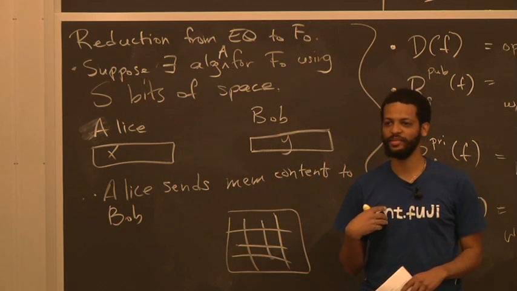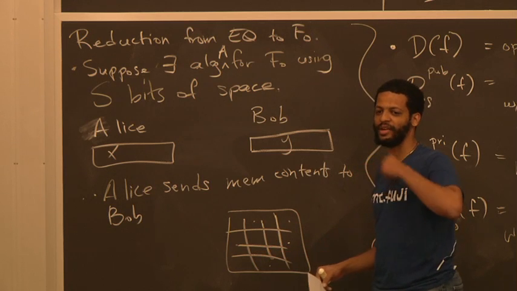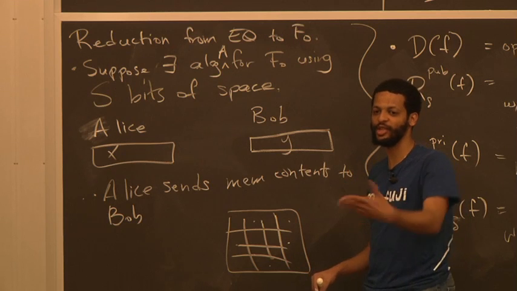I had half the stream. After half the stream, some of these counters have numbers in them. Now you're Bob. I send you these counters, and then you have the second half of the stream, and you're supposed to continue running the algorithm.